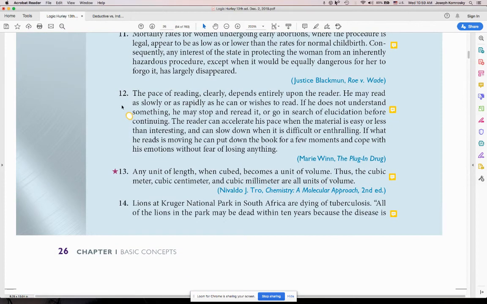So again, for your homework, let's do this last one, 13. Any unit of length, when cubed, becomes a unit of volume. Thus, the cubic meter, cubic centimeter, and cubic millimeter are all units of volume. It's got that word thus. It's either a conclusion indicating word or, that's right, illustration. So we've had 2 examples so far where I've given you an illustration that's both non-arguments. And that's just unpacking units of length.